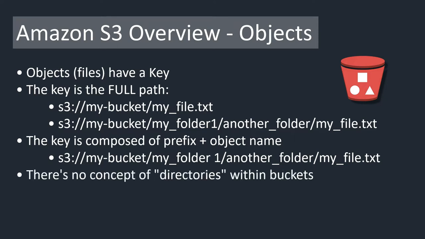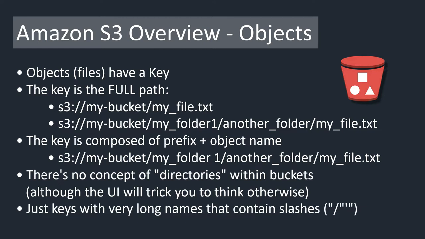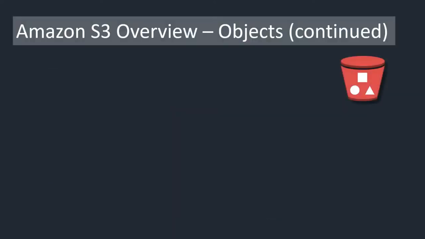So even though there is no concept of directories within buckets, just very long key names, the UI will try to trick you into thinking otherwise, because we can quote-unquote create a directory within S3. So what we really have in S3 is just keys with very long names that contain slashes.